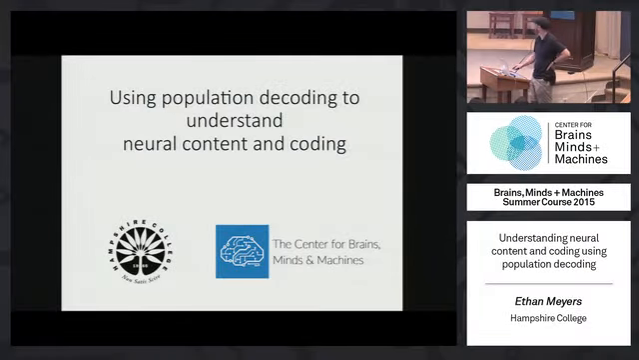What I'm talking about today is neural population decoding, which is very similar to what Rebecca was talking about, except that I'm talking about it more on the single neuron level, and I'll also talk a bit about some MEG at the end.